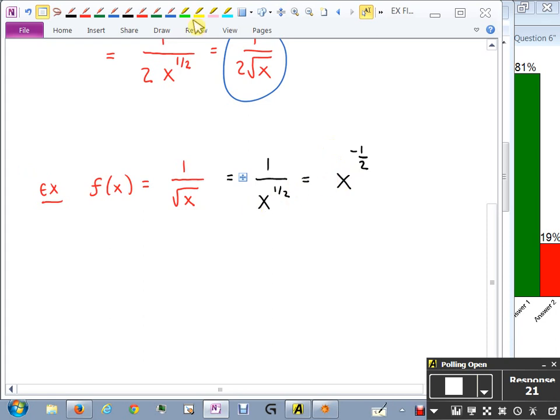And now, what's n? Negative 1/2 instead of positive 1/2. So let's apply the power rule. The derivative would be, okay, negative 1/2 comes out in front, x to the negative 1/2, and I'm going to subtract 1 from that exponent. What's negative 1/2 take away 1? Negative 3/2. So you have negative 1/2 times x to the negative 3/2.